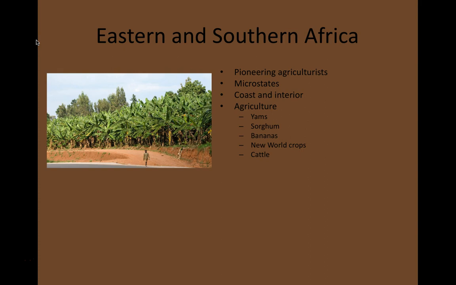Into the savanna regions, they cultivated grain crops, especially the crop called sorghum, which really is the grain crop, at least before the Columbian Exchange, before the introduction of New World crops into Africa, was the most important of the grain crops all over sub-Saharan Africa. There were some regions that came to depend on bananas, though, as a staple crop.